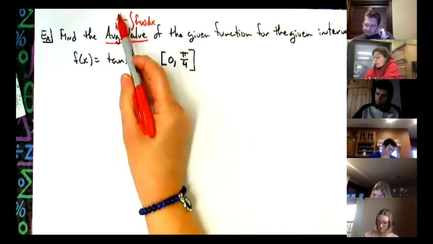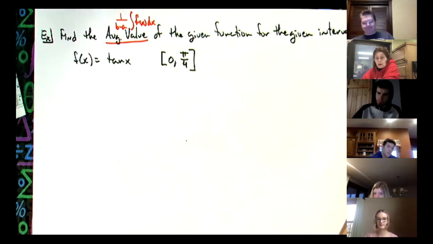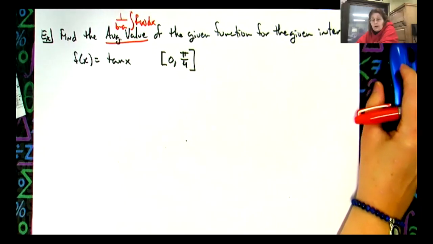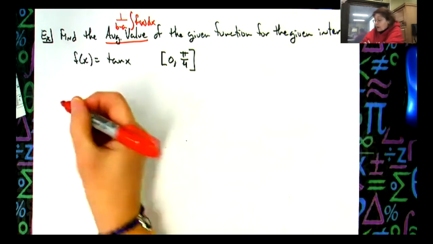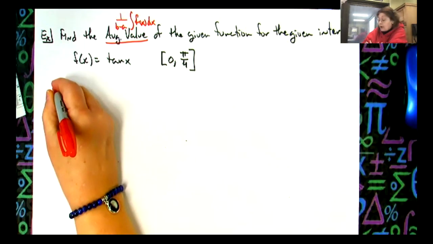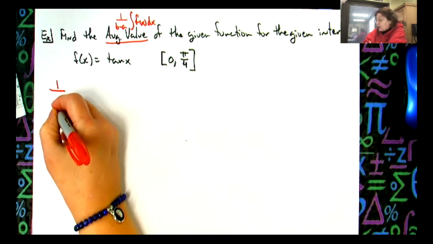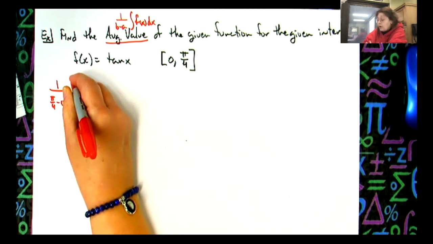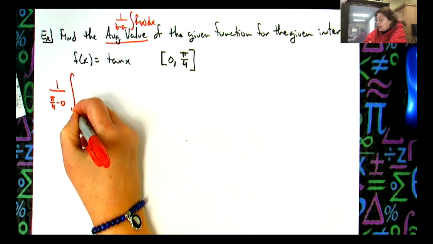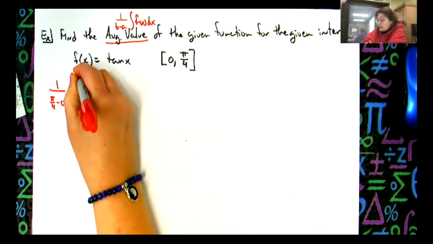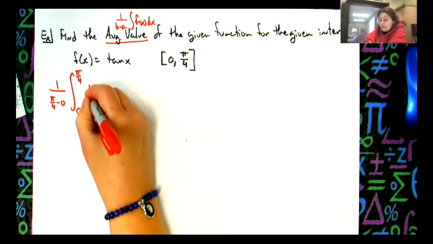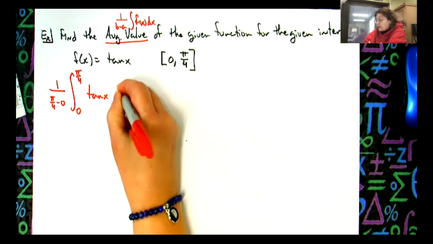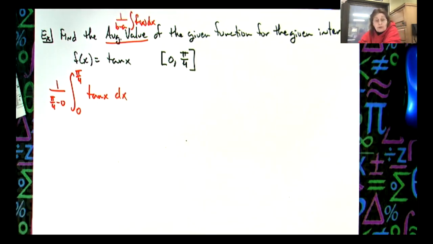Okay. So 1 over B minus A. That's what has to go in front of my integral right here. So I'm going to have 1 over pi over 4 minus 0. And then I'm going to integrate on the interval from 0 to pi over 4 of my function tangent x dx. Okay, this is me finding my average value.